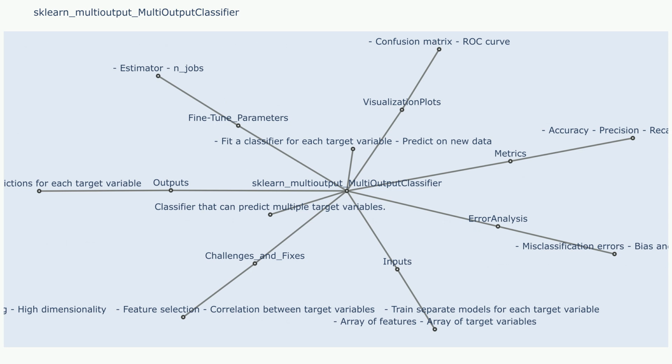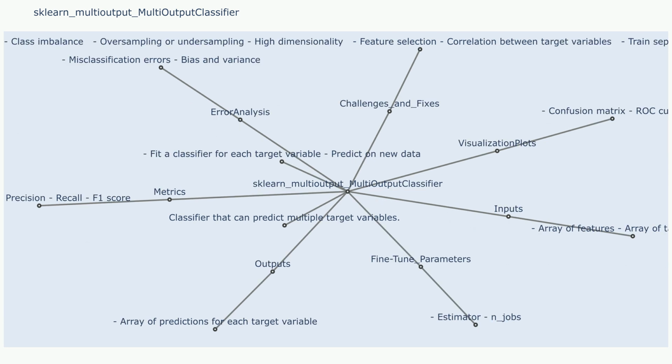Challenges and fixes. Challenge 1: data imbalance, if the target variables have unbalanced classes. The performance of the multi-output classifier might be biased towards the majority class. Sample use case that resulted in challenge 1: a dataset with a target variable where one class has 90% of the data and the other class has 10%. This might lead to the classifier predicting the majority class more frequently.